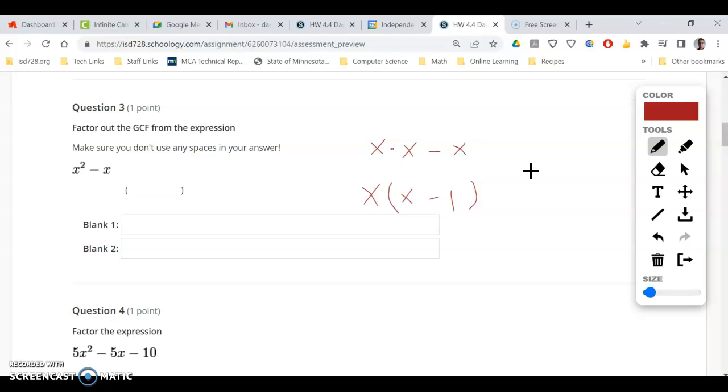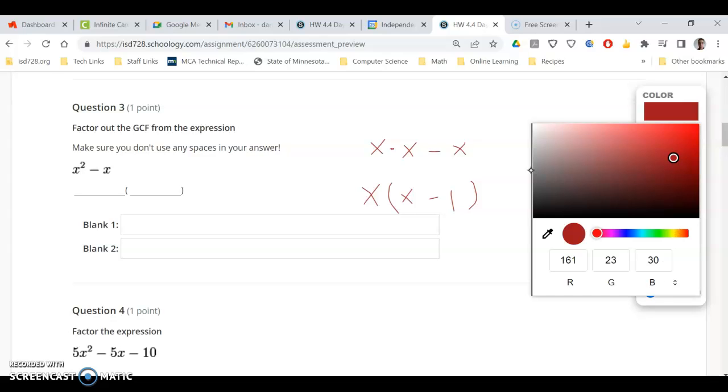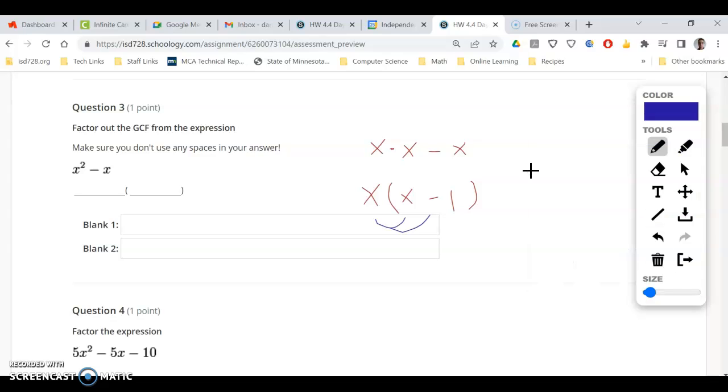Okay, and again, check it if you're not sure, right? Think about the distributive property here, and we would be back to where we started of x squared minus x. So our two factors are x and then x minus 1.